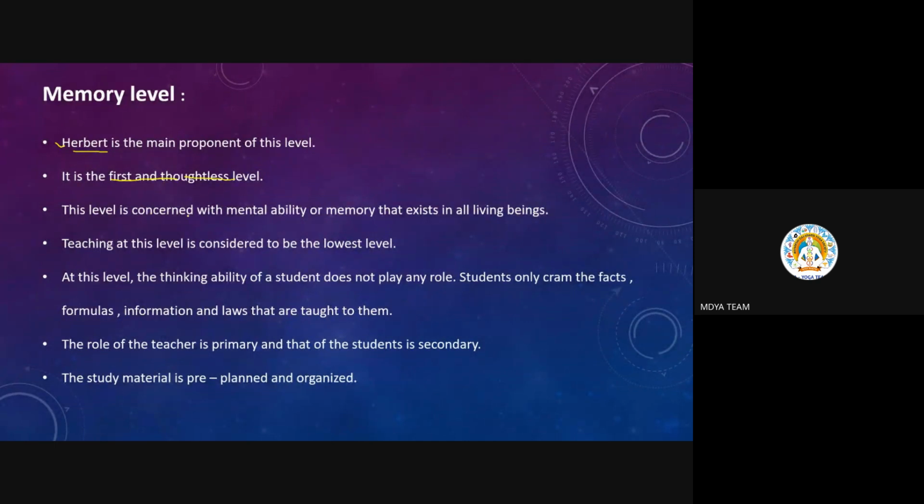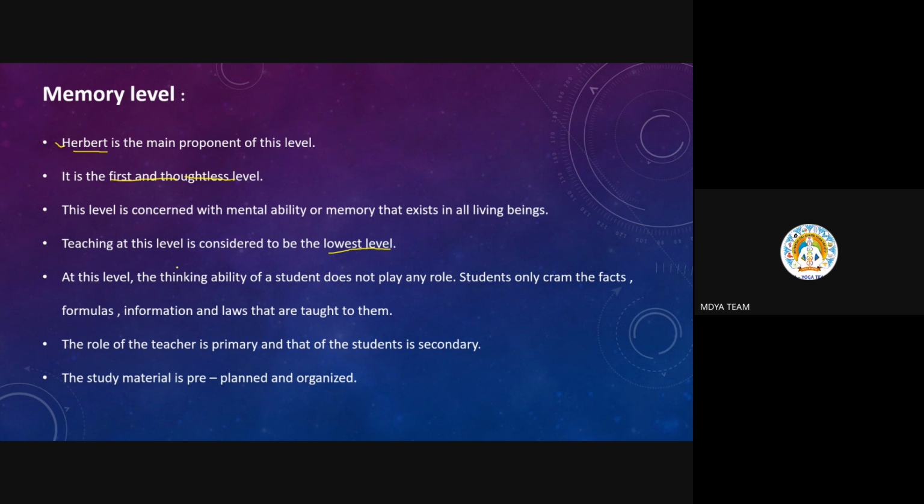This level is concerned with mental ability or memory that exists in all living beings. Okay, we all are blessed with a thing that is memory. We are able to learn things. The things which are happening to us, the things happening around us, we tend to remember. We just don't act like that: the thing which happened today, we will forget in the future. So this level is concerned with that ability that exists in all living beings. Teaching at this level is considered to be the lowest level. Memory level is also known as thoughtless teaching and the lowest level of teaching.